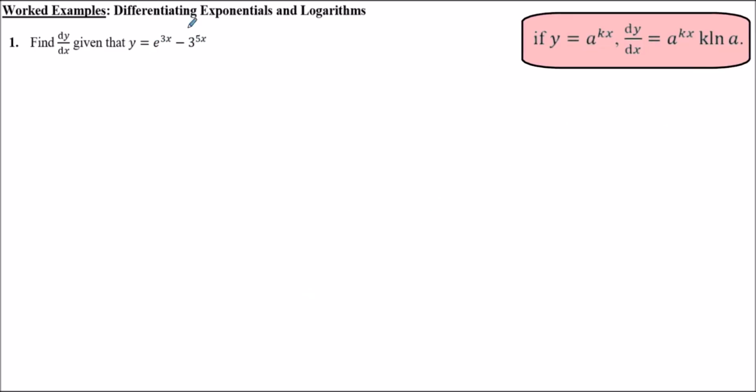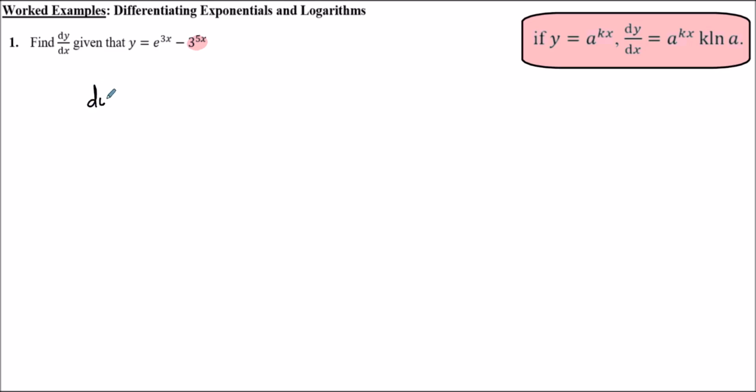So let's have a look at some worked examples as promised. Question 1. Find the derivative function given that y is e^(3x) minus 3^(5x). This looks fairly standard. This one looks awkward. So just to remind you of the results we had previously, we'll need to use this one to differentiate this last term here. So we'll do that one in a bit more depth.